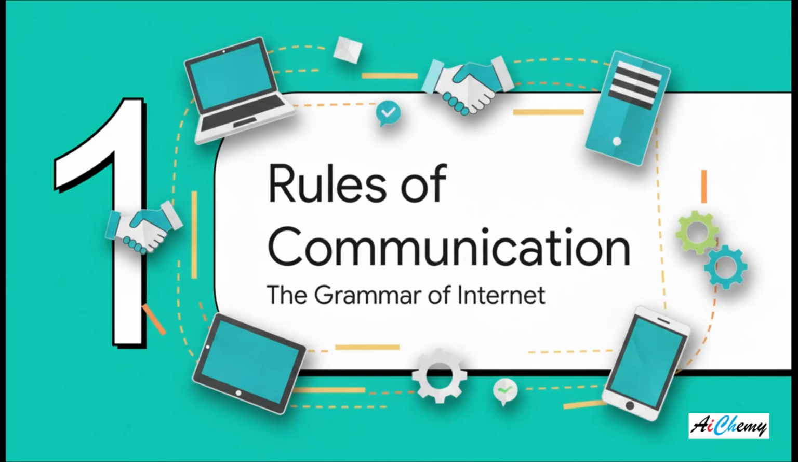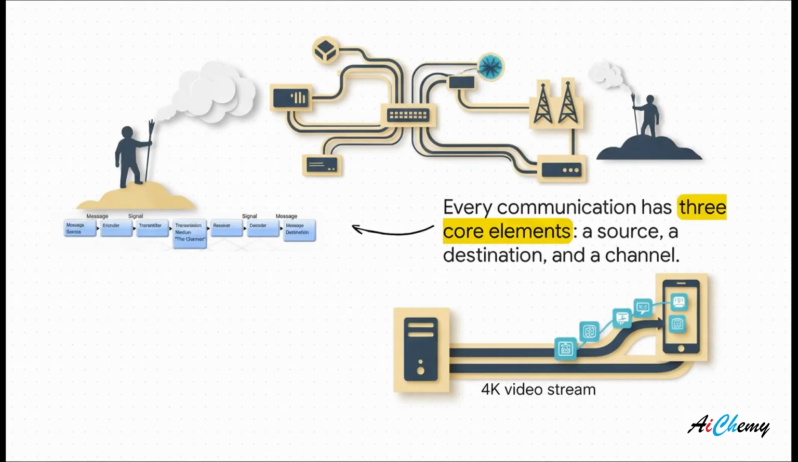Okay, let's start with the absolute basics. Before any data can go anywhere, every device involved has to agree on how to talk to each other. It's not negotiable. And you know, this idea is totally universal. It doesn't matter if you're sending a smoke signal or streaming a 4K movie. You always have a sender, a receiver, and some kind of path between them.